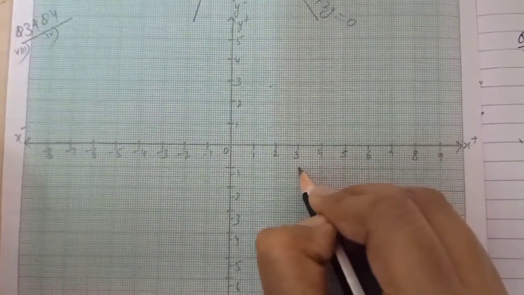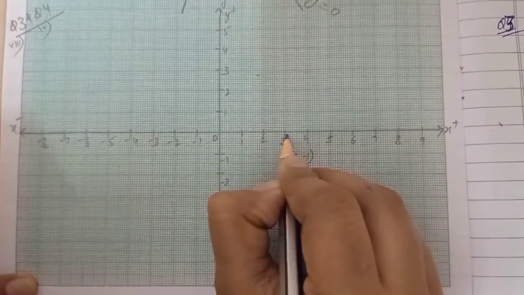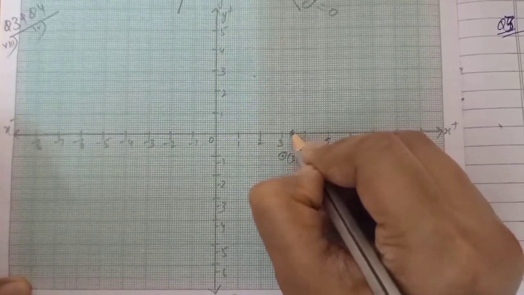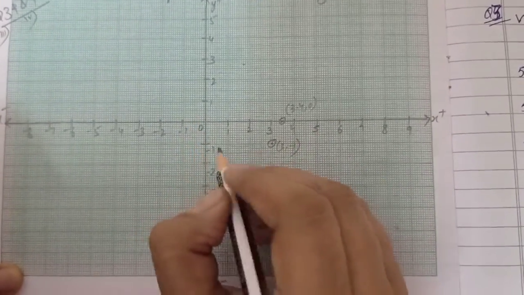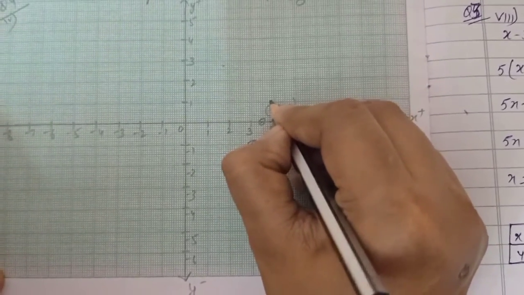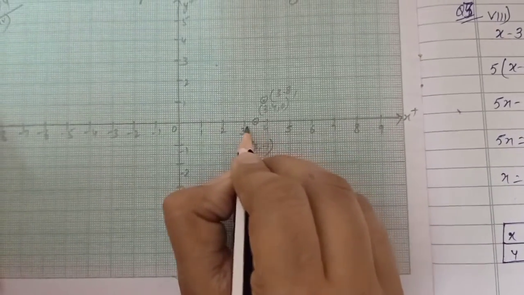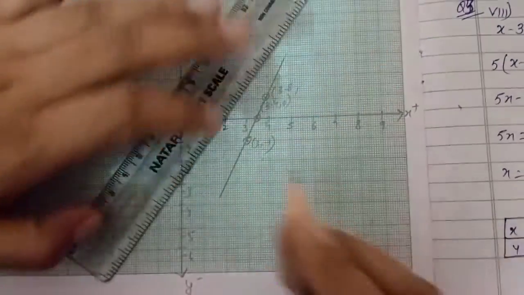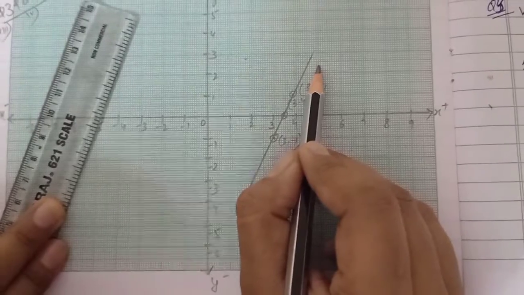3 and minus 1. This is 3 and minus 1. Then after 3.4. See children, 3.4 means this is 3.4 and 0. It will be here only. 3.4 and 0. Then after 3.8 will be here. And point is 1. Clear? 3.8 means you have to count 8 divisions after 3. Then you can join with the scale. Clear? And write here that this is graph of which equation.